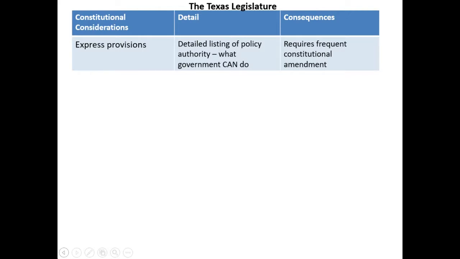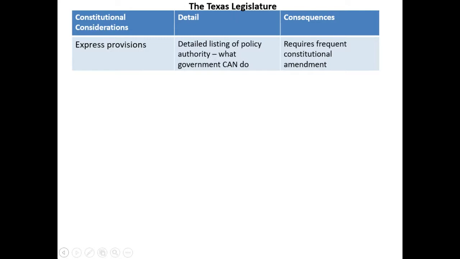We said that the U.S. Constitution is really a general framework for government, and that's why it's so much shorter. It just sets up the institutions of government, and it assumes that particularly the legislature is going to make policy decisions. But the Texas Constitution really comes from a different starting point.